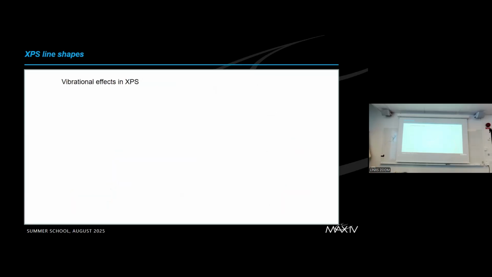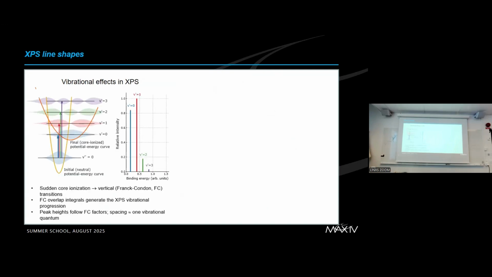Then on top of that, we may have some vibrational effects in XPS. So this is a picture for molecules showing the initial potential energy curve and the final potential energy curve with the vibrational quantum states here, and the overlaps are showing the profiles of the wave functions for different vibrational quanta.